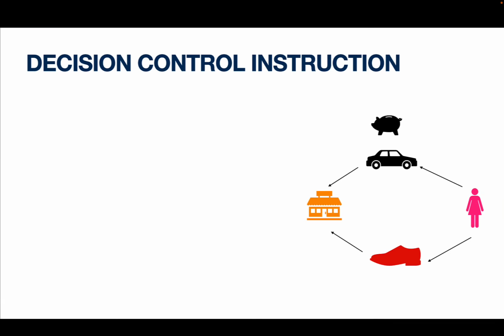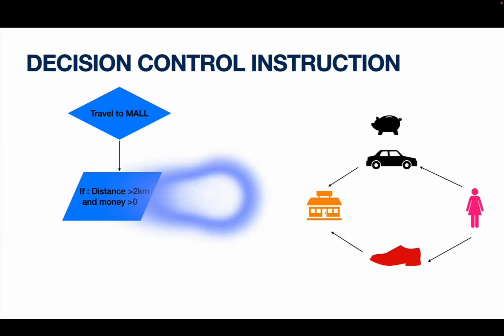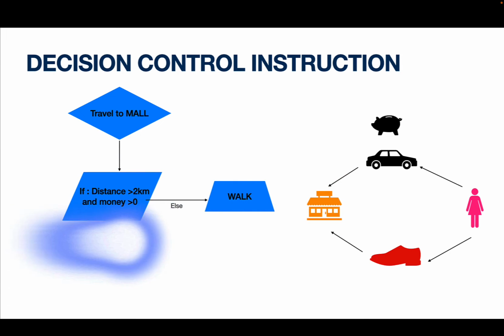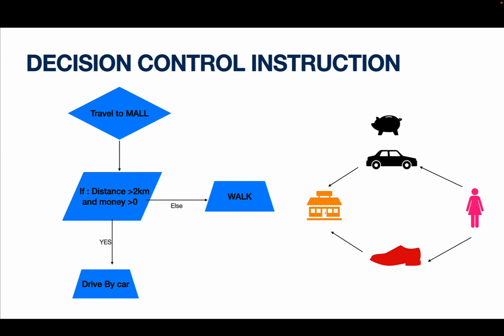Now suppose the condition that we had earlier, let's add one more scenario to it. So now we are saying that if the distance is greater than 2 kilometers and you have money, that is, the money that you have is greater than 0, then only you will take the car, else you will walk, because you will not have the money. So in this case, if you see, we have added this and.